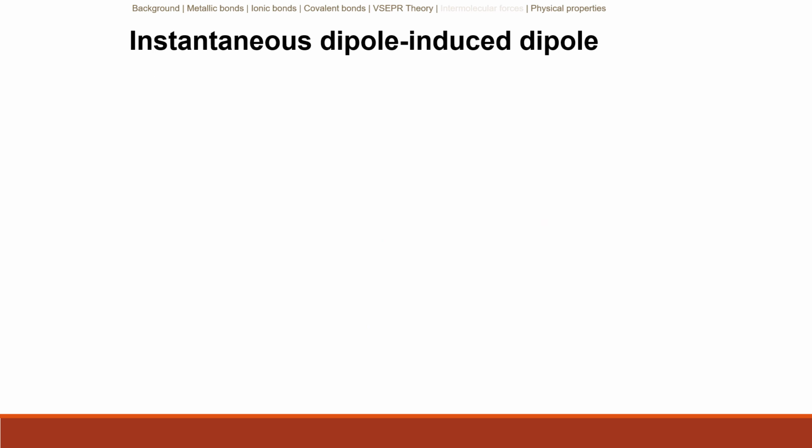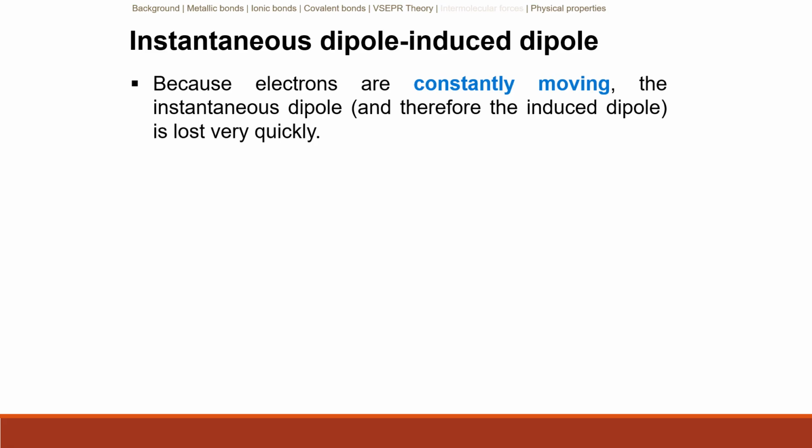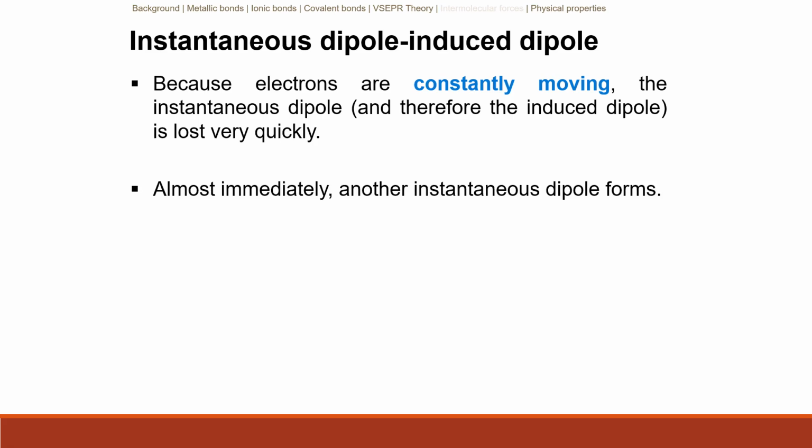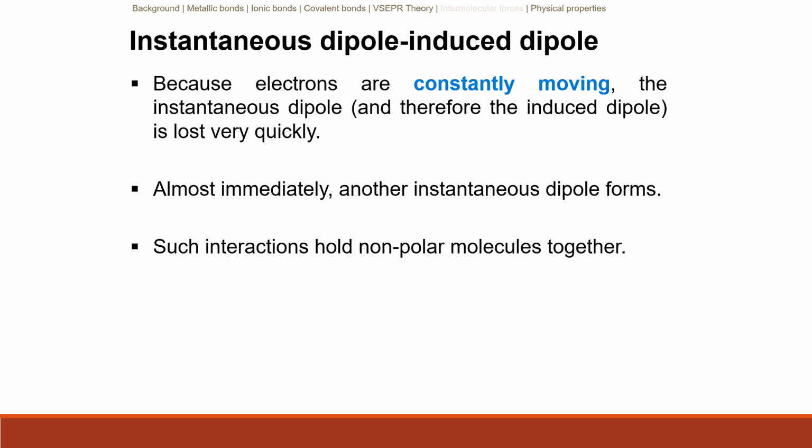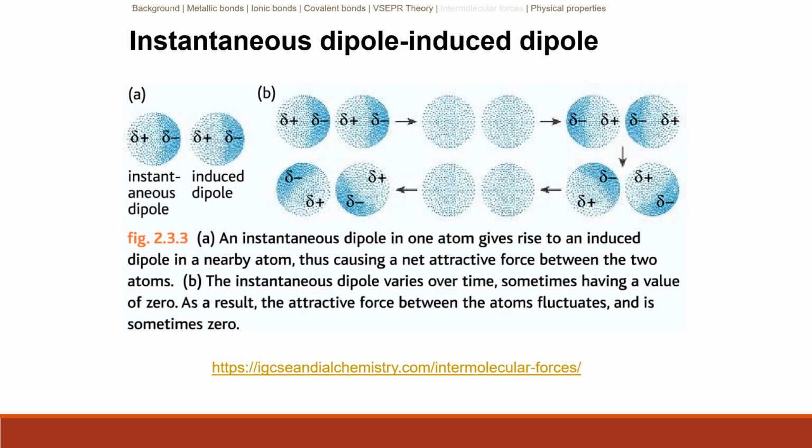As we mentioned, the electrons are continuously moving, which is why the asymmetric distribution of electron cloud is lost very quickly. Just as the instantaneous dipole is lost, almost immediately another instantaneous dipole will form. So this goes on and on, such that the net effect of all the interactions will hold the nonpolar molecules together. So this is another diagram to represent the formation of ID-ID interactions.